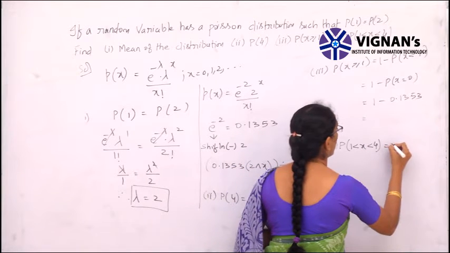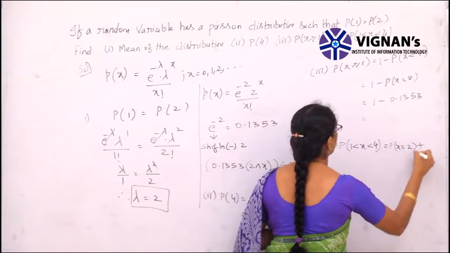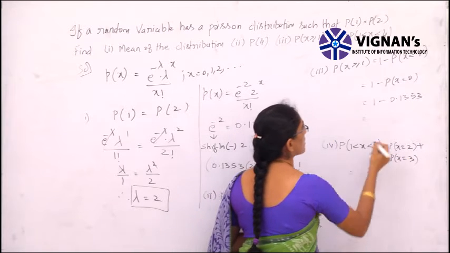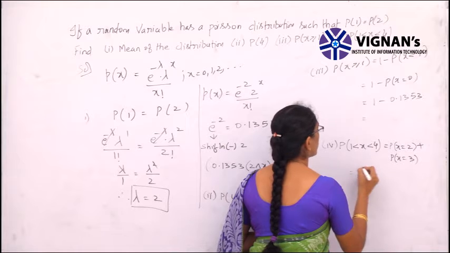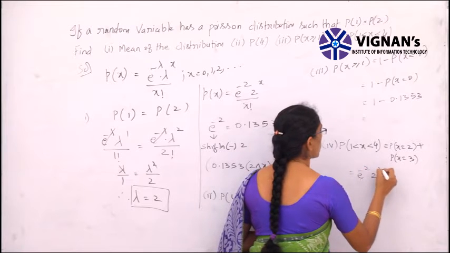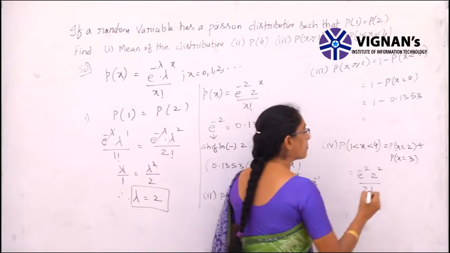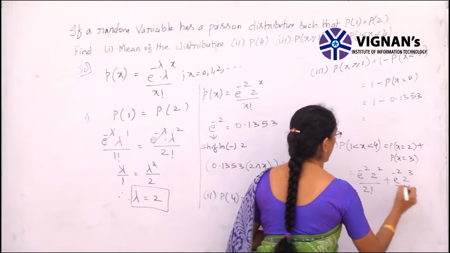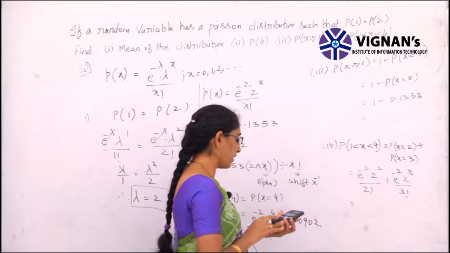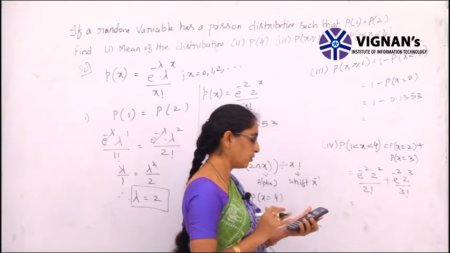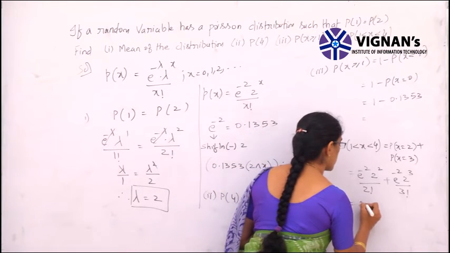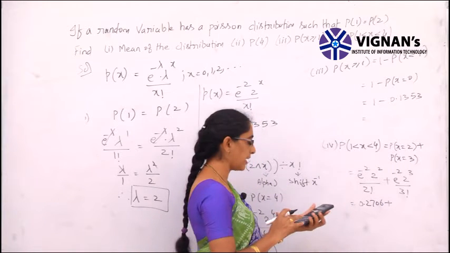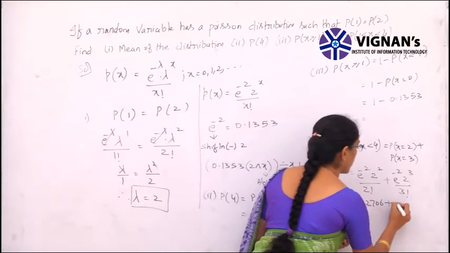So probability of x equal to 2 plus probability of x equal to 3. Probability of x equal to 2 means here e power minus 2 into 2 square by 2 factorial, plus e power minus 2 into 2 cube by 3 factorial. Now again press Tab C. It is asking x value, give the value 2, it is 0.2706. Again press Tab C. It is asking x value, give the value 3, it is 0.1804.